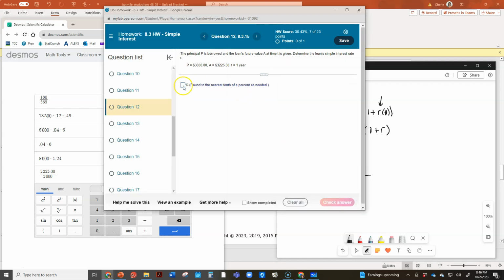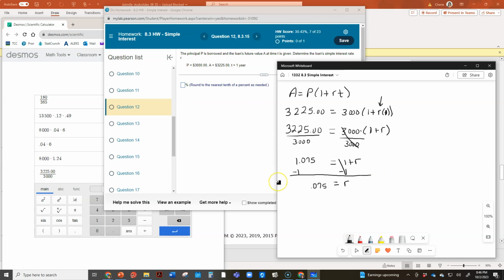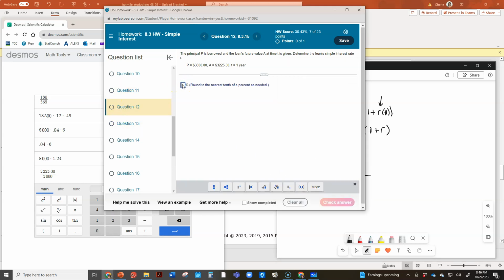They want you to turn it into a percent, so we know how to do that. We just multiply by 100, which moves the decimal, so it's 7.5%.